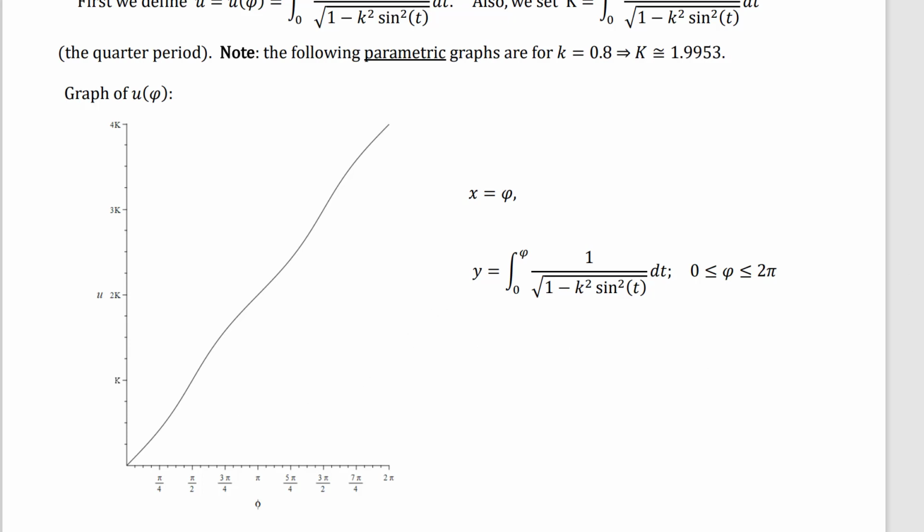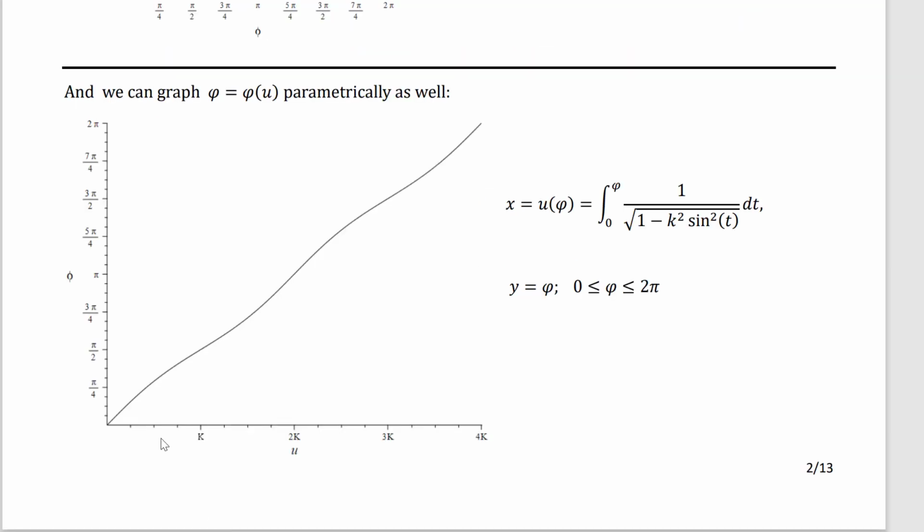That one's super easy. But if I want to graph phi in terms of u, then parametrically all I have to do is switch the x and y there. So now I'll have the horizontal axis be u, and then the vertical axis be phi. So that now gives me the graph of the Jacobi amplitude, or phi in terms of u.